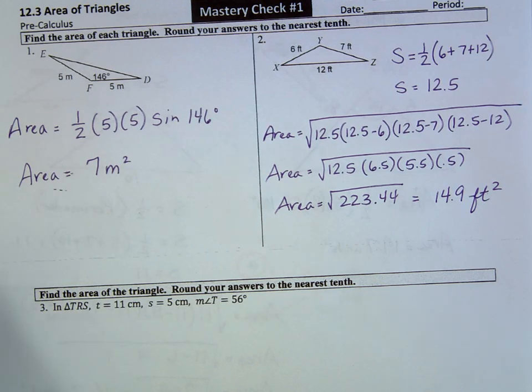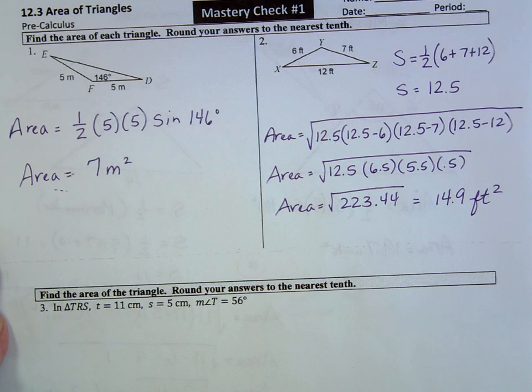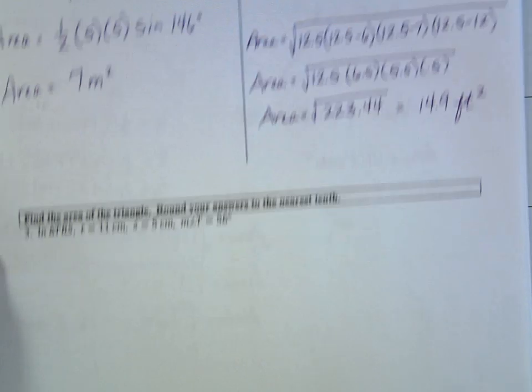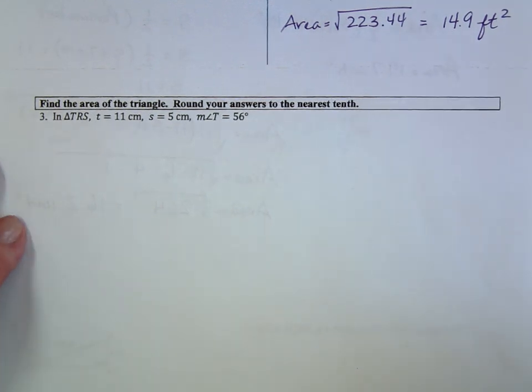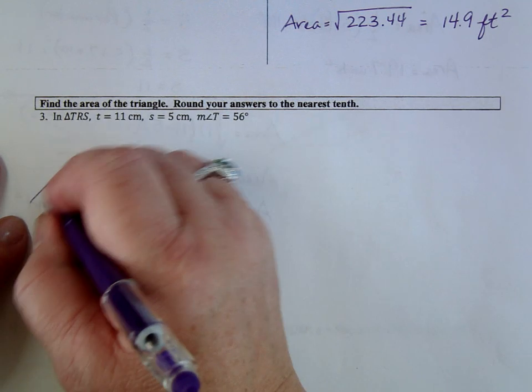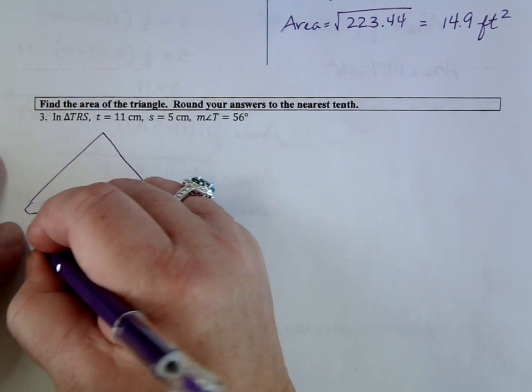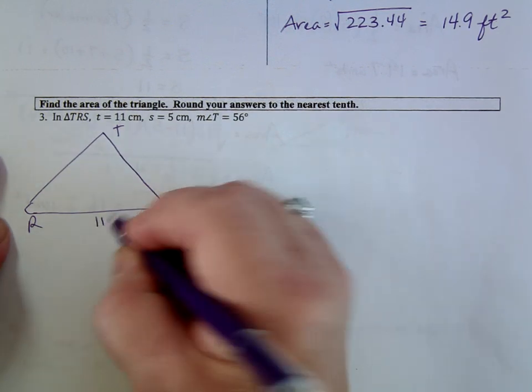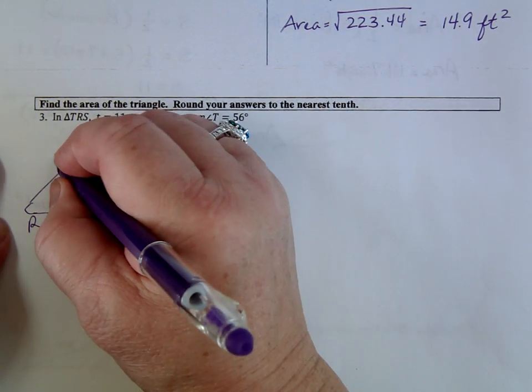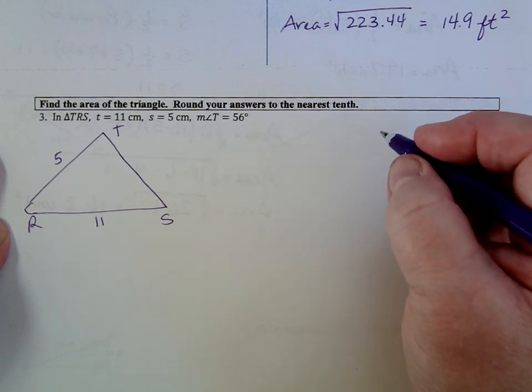And again, this is a lot simpler than trying to figure out what that height is and using the old traditional area is one-half the base times the height. Now, there could be some situations where you get something that's slightly more complicated, but now that you know the law of sines and law of cosines, it's going to make the problem a bazillion times easier. So we're going to start with drawing our triangle. Here's my R, here's my S, here's my T. I know that little t is 11, opposite. Little s is 5. And angle T is 56.